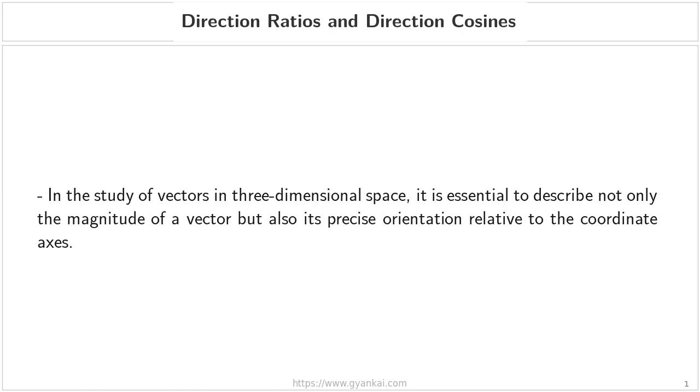When we study vectors in three-dimensional space, we usually start by looking at their magnitude, that is, how long the vector is. However, knowing the length isn't enough to fully describe a vector's position. To truly understand a vector, we must also describe its precise orientation, or the specific direction in which it is pointing, relative to our x, y, and z coordinate axes.